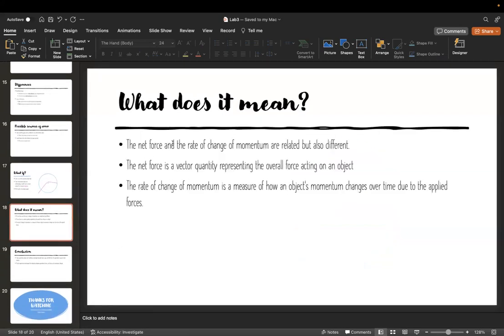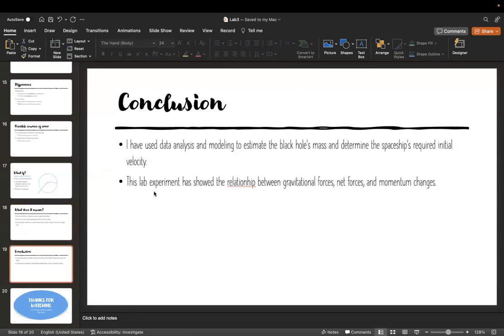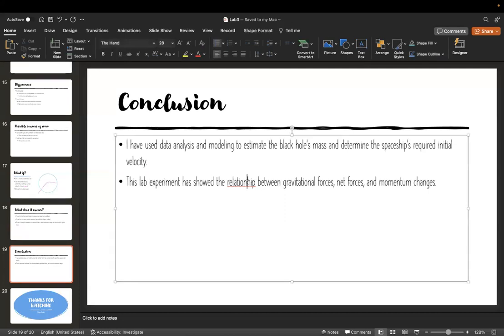What does it mean? The net force and the rate of change of momentum are related but also different. The net force is a vector quantity representing the overall force acting on an object, and the rate of change of momentum is a measure of how an object's momentum changes over time due to the applied forces. The conclusion: I have used data analysis and modeling to estimate the black hole's mass and determine the spaceship's required initial velocity. This lab experiment has shown the relationship between gravitational forces, net forces, and momentum changes.